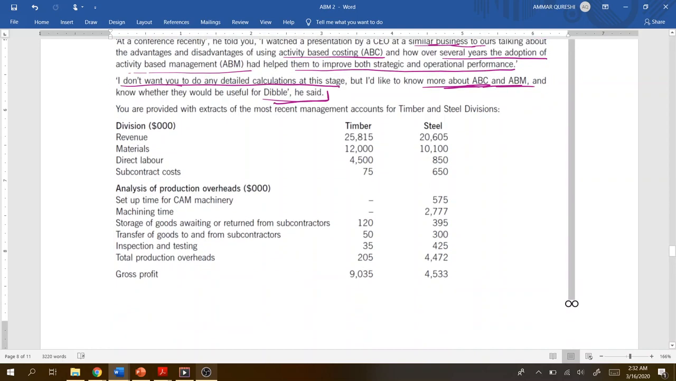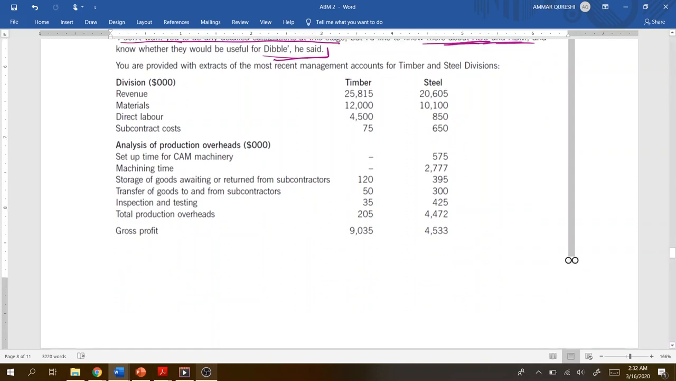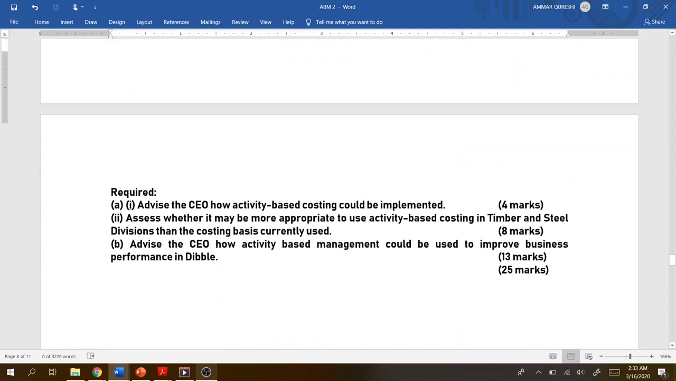You are provided with the following extract of the most recent management accounts for the timber and steel divisions. Revenue is given here, material cost is given, labor cost is given, subcontractor cost is given. So these are probably the direct costs. And these are the overheads, the production overheads: setup time, machining time, storage of goods awaiting or returned from subcontractors, transfer of goods to and from subcontractors, inspection and testing, and total production overhead. So gross profit is around 9035 and 4533. Right? Now what's next?